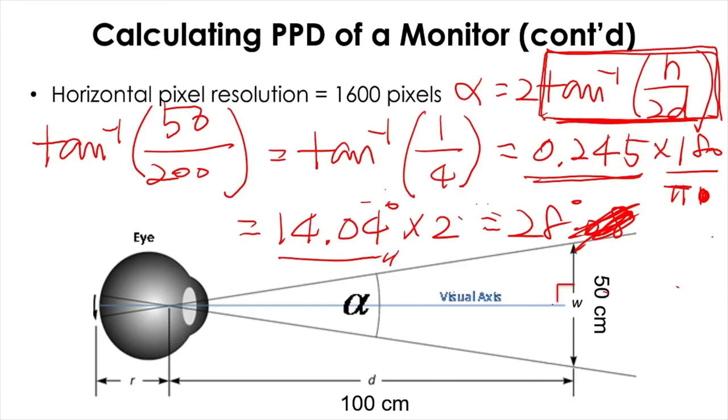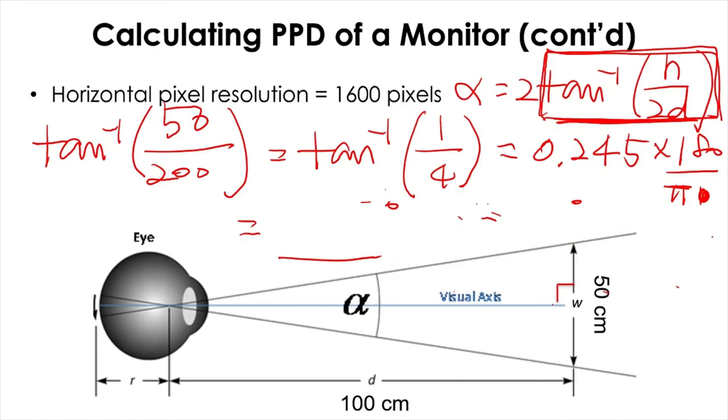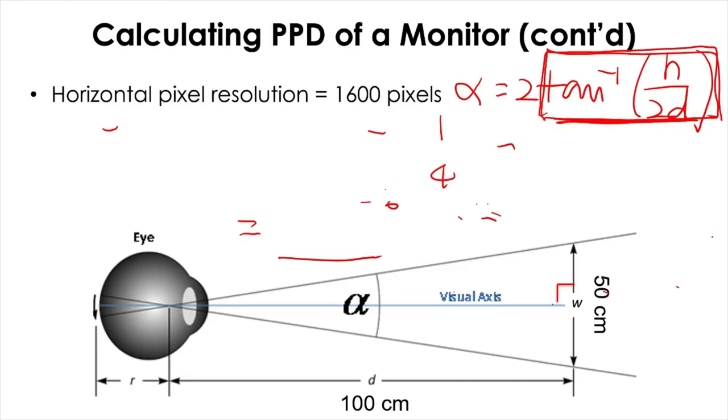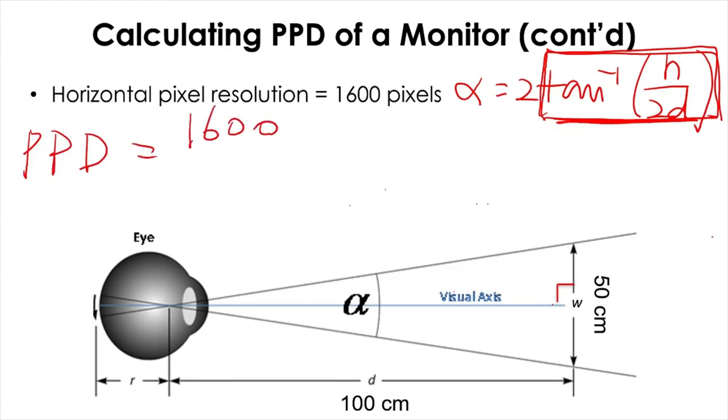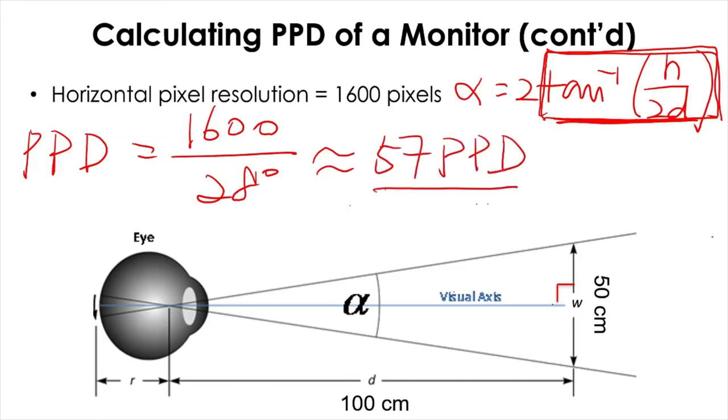Now, given that alpha is 28 degrees, your PPD becomes 1600 over 28 degrees. That's about 57 pixels per degree. That's how you calculate the pixels per degree of a monitor.